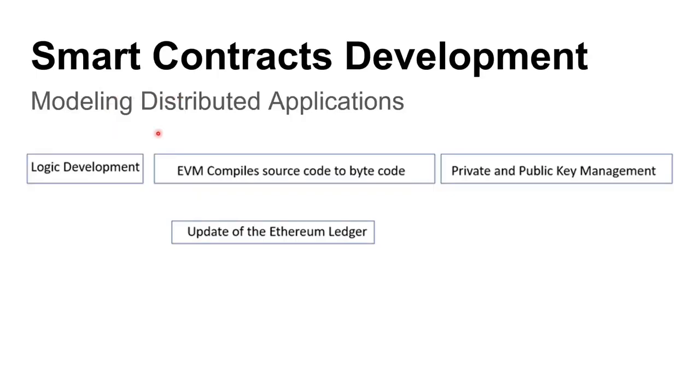So if we look here at the modeling for a distributed application. A distributed application is a smart contract running on a blockchain, but it is running in a distributed manner. So it's running on the network, on the operating network. So it's distributed on all of the nodes. First, we have the logic development. Then we have, in this case, Ethereum. EVM, the Ethereum virtual machine, compiles the code. Then there is private and public key management, and then there's an update of the Ethereum ledger.